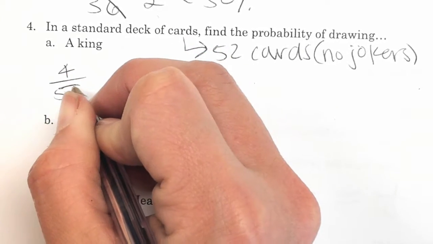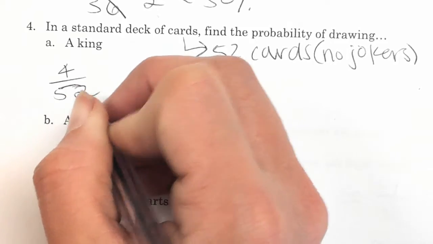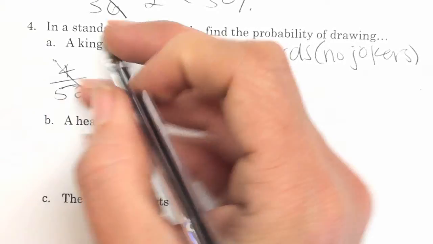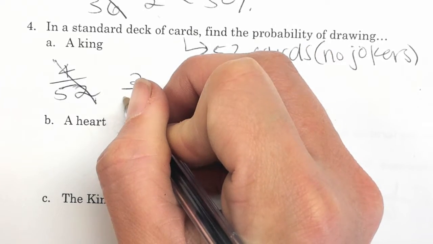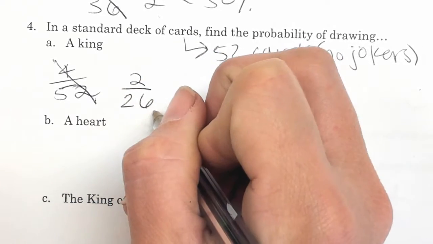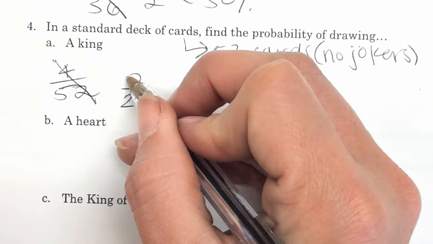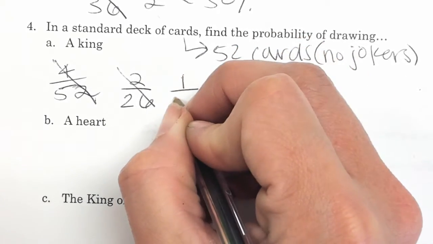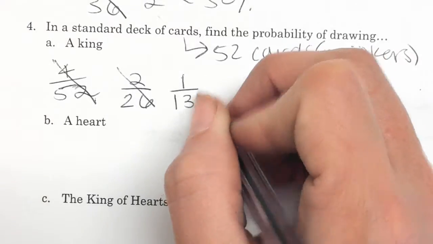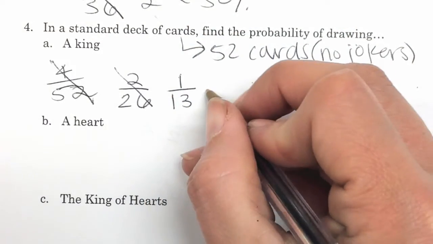What goes into 4 and 52? 2. Okay, how many times can 2 go into 4? 2. And 2 go into 52? 26. Good. Can we simplify this? Yes. Alright, what goes into both? 2. On top? 1. Out of? Good. So this is what the probability would be, 1 out of 13.